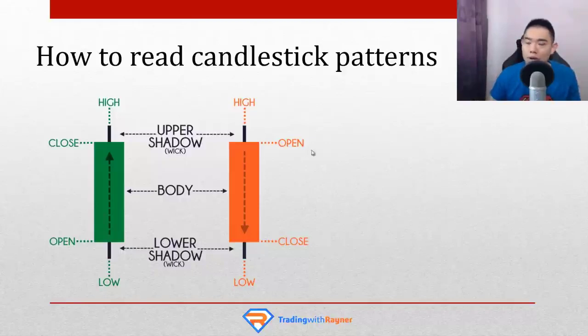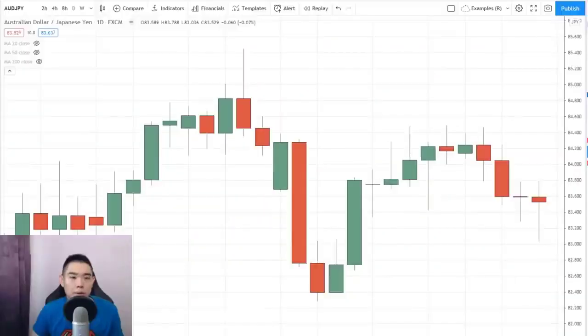Now, moving on, let me share with you how it looks on a real chart and how you interpret it. I'm going to look at this currency pair. Let's look at the daily time frame. This is Aussie against the Japanese yen. I'm going to zoom in so we are on the same page.